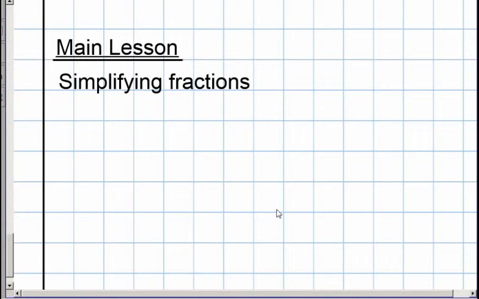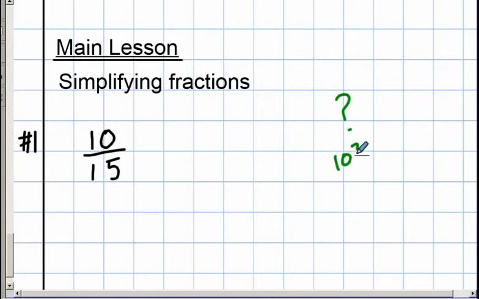This is a bit harder than finding equivalent fractions. Let's look at an example of a fraction that we can simplify. Here we go. 10 over 15. What you're looking for, what you're thinking about, is there a number that will divide into 10? And will that same number divide into 15? It's called a common factor.